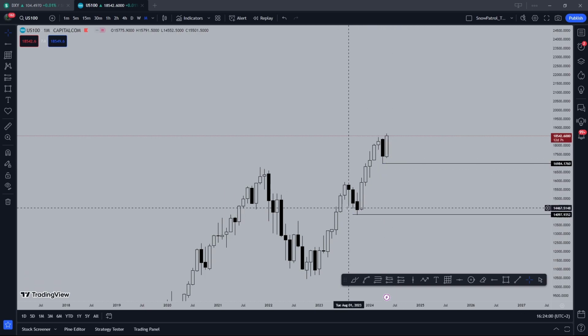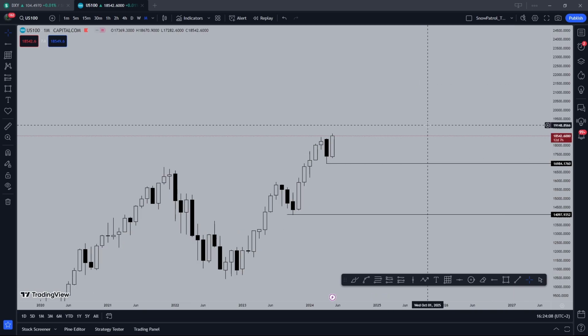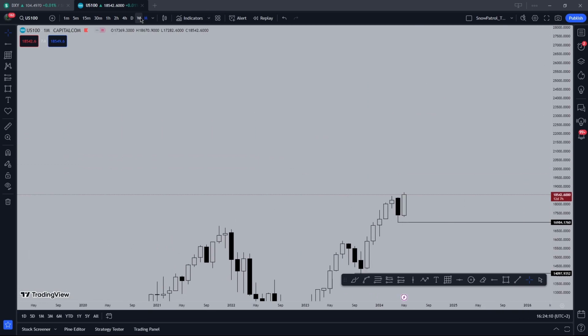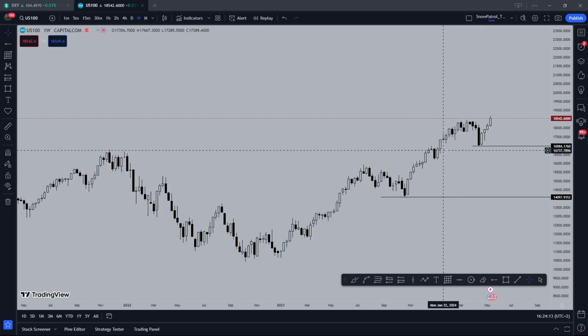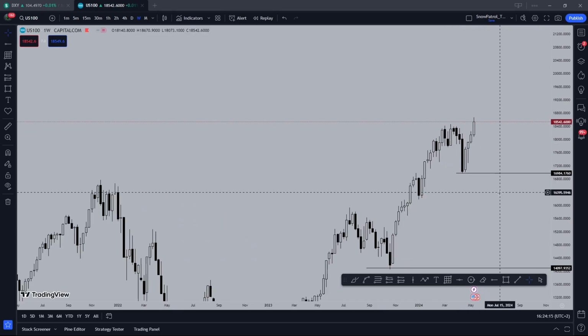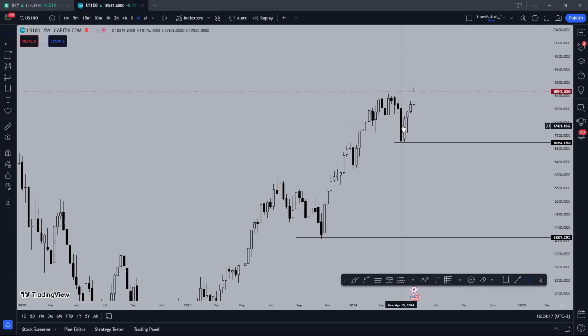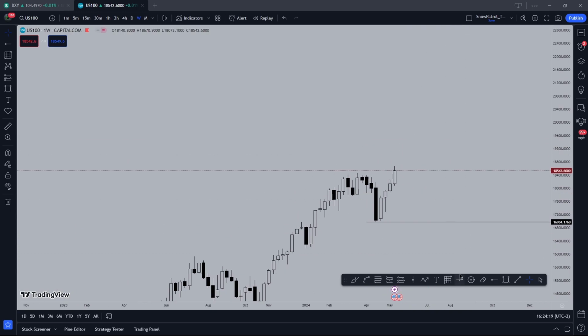So this US 100 is inversely correlated to the dollar. So the dollar goes down, this goes up. So as we can see, it's moving up. We go down to the weekly. The weekly is telling a similar story. We are going up. We just took this low. So we are most likely gonna retrace and then continue going up.